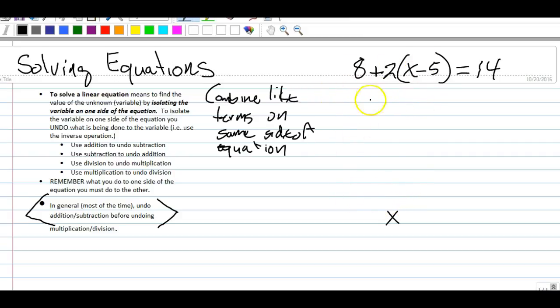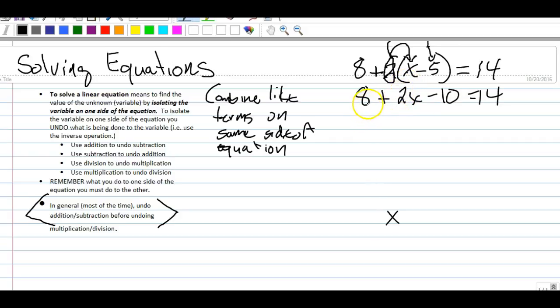Now in order to go from here to here, somehow I've got to get rid of these grouping symbols. So what I'm going to have to do is distribute the 2. I'm going to have to multiply everybody inside parentheses by the 2 on the outside. So that gives me 8 plus 2 times x is 2x, and plus 2 times minus 5 is minus 10, is equal to 14. So what I did was I distributed the 2.